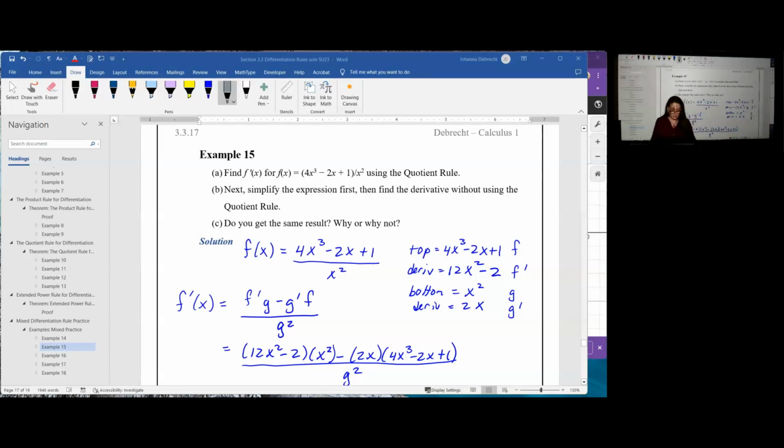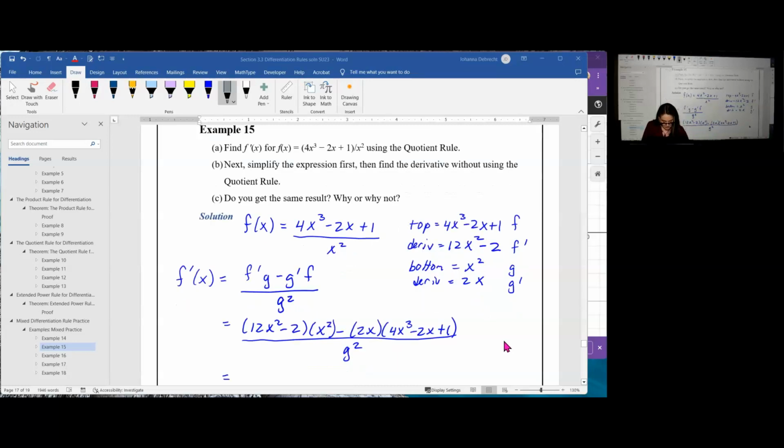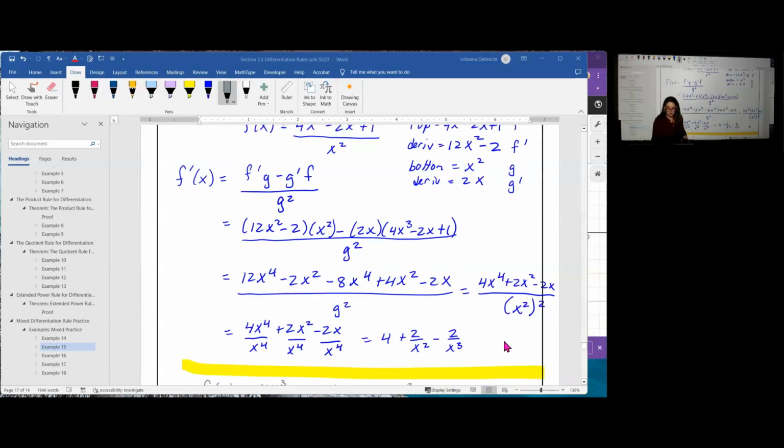When we substitute this into the formula and simplify things, we end up with an expression over x to the fourth power. You'll see here that the denominator x squared gets squared, which gives us x to the fourth. Because it's a single term polynomial, we can divide each term in the numerator by the common denominator. Then this reduces each individual term until we get this expression here. Could I have simplified f first and then done the derivative? The answer is yes, and it would have been easier.